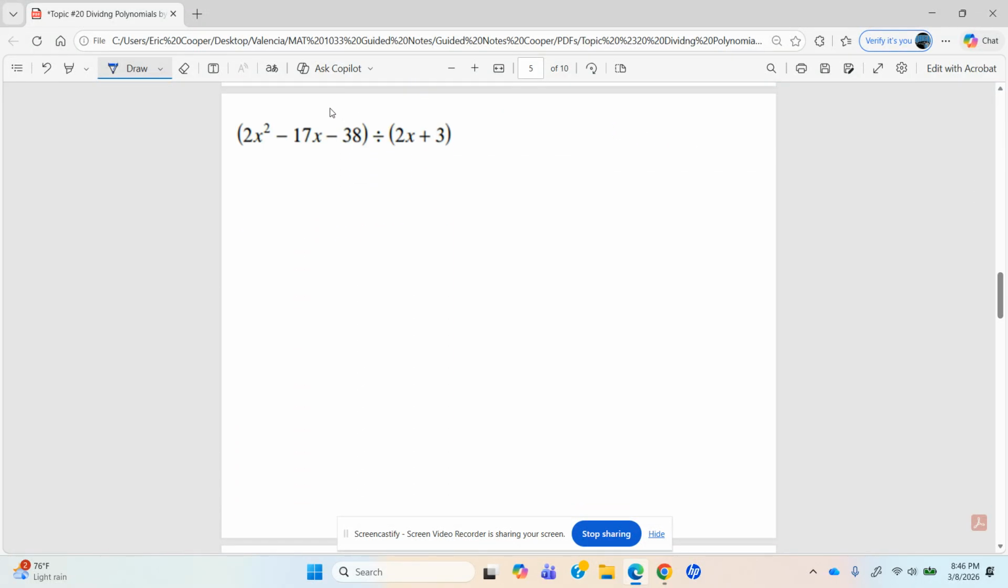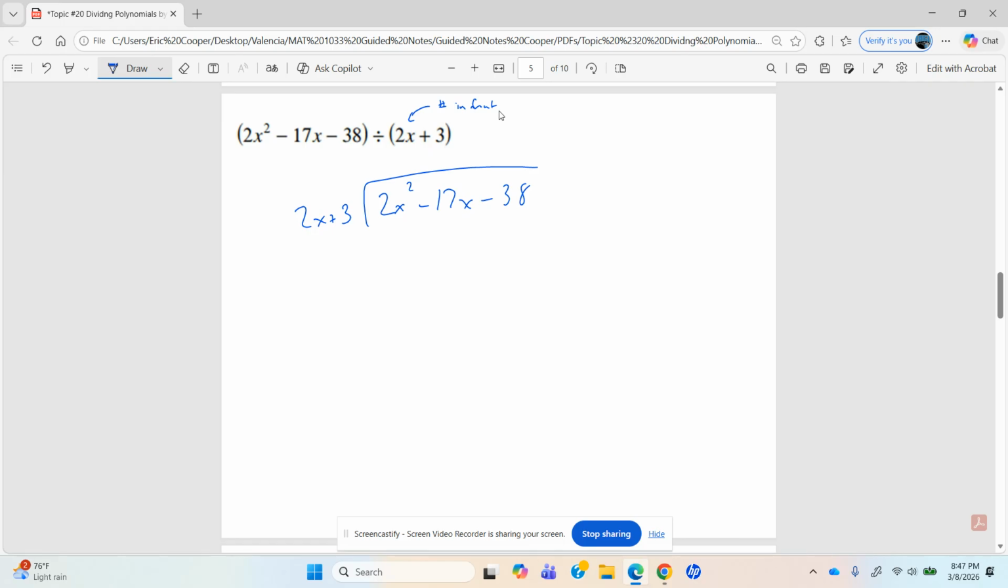So let's show you an example here. I want to take 2x squared minus 17x minus 38, and I want to ultimately divide it by 2x plus 3. So this will go on the inside. So 2x squared minus 17x minus 38, and I'm going to divide it by 2x plus 3. And I know I'm going to use long division here because of this term. Because there's a number in front, I'm going to have to use long division. Later on you'll see we'll use synthetic division, but we can only use synthetic division if there's no number in front there.